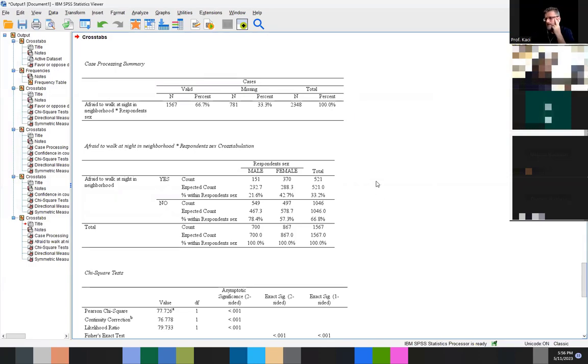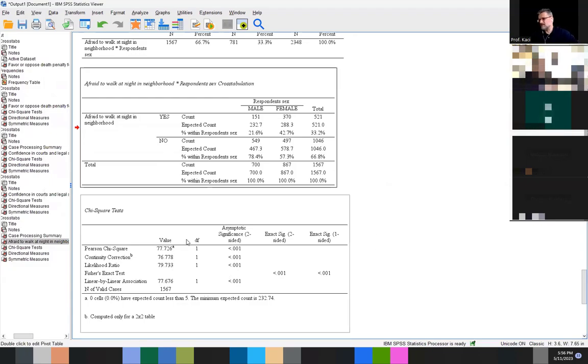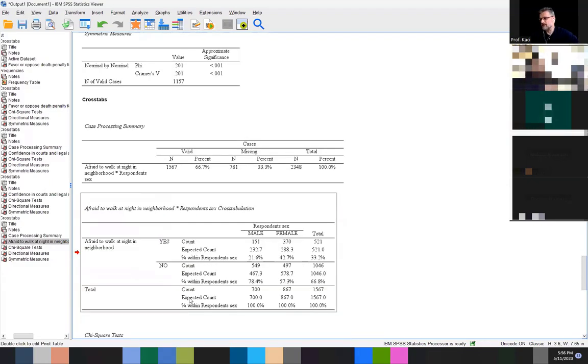Now you can tell me, just by looking at the cross tabulation here. Look at the expected counts. Look at the column percentages. Do you think that you have a statistically significant relationship? Do you think that gender is a good predictor of fear to walk at night in the neighborhood?